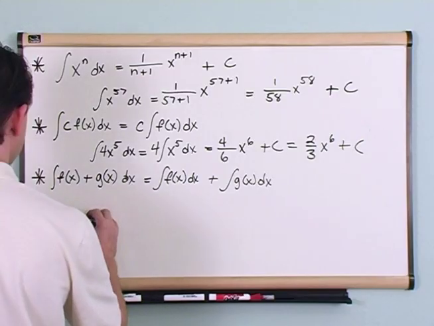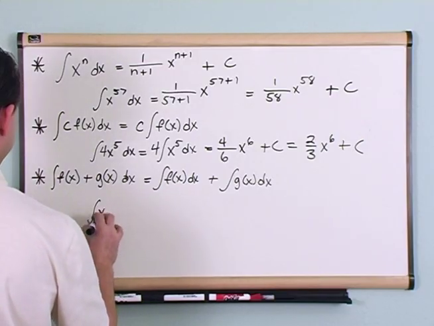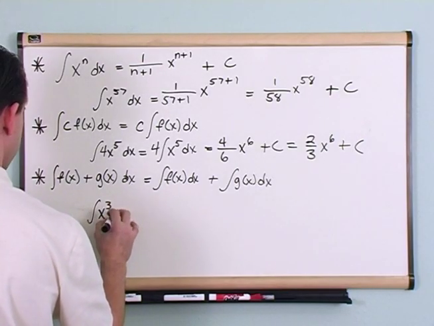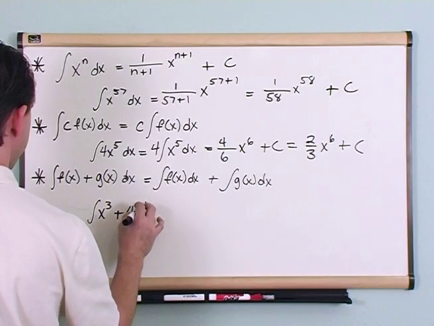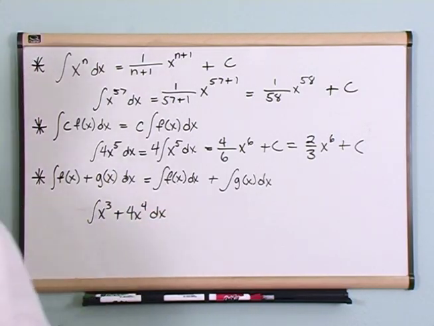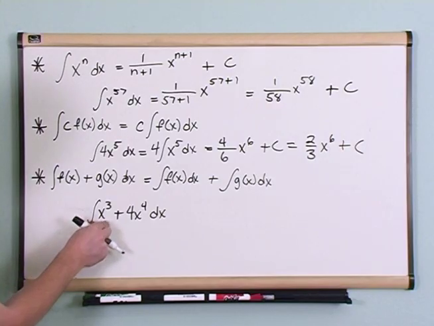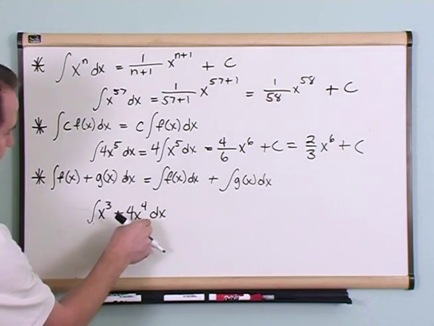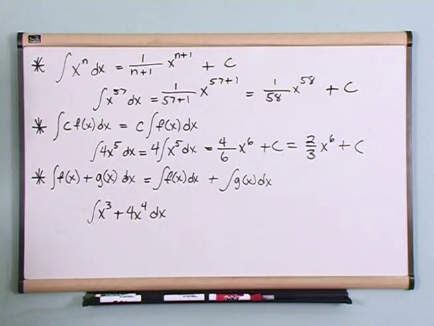So an example of that would be, let's take the integral of x cubed plus 4x to the fourth power dx. Now we have a function of x. I know how to integrate that one separately. Another function of x, I know how to integrate that one separately, but they're added up, so what do I do? Well, I just integrate each one and add the results.